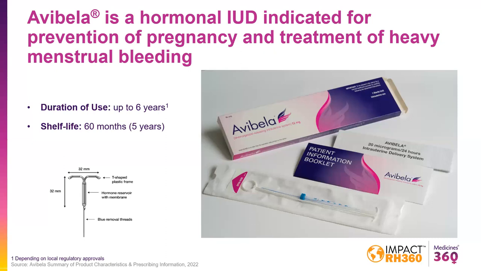Just to begin with, I'd like to provide a quick overview of our product, Avibella. Avibella is a hormonal IUD indicated for the prevention of pregnancy and treatment of heavy menstrual bleeding. The duration of use is up to 6 years, depending on local regulatory approvals. The shelf life is 60 months or 5 years. Avibella is available in both a two-handed inserter, which is similar to the copper IUD, and a single-handed inserter. Today I'm going to focus on the training resources that are available for the two-handed inserter. Next.